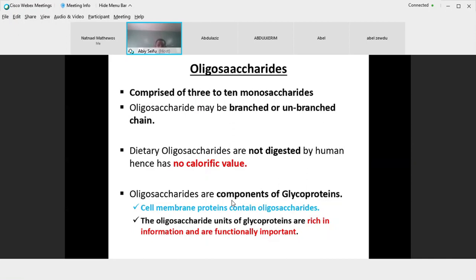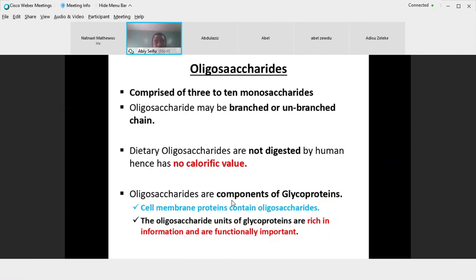The other classification of carbohydrates is oligosaccharides. Oligosaccharides are formed from 3 up to 10 monosaccharide units. And oligosaccharides may be branched or unbranched, and they are not digested in our body since they have no calorific value. But oligosaccharides are very important since they are part of glycoproteins.